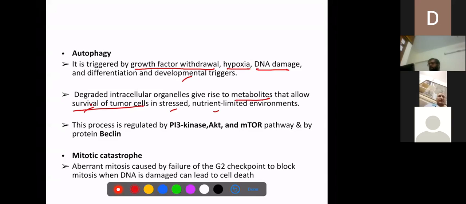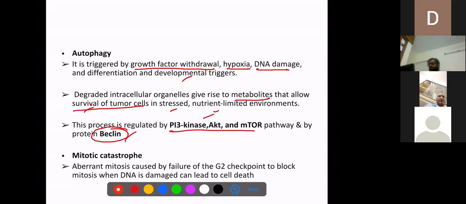This process is usually regulated by the PI3 kinase AKT mTOR pathway, which I have already explained, and also by a protein called Beclin. It is mediated by a protein called Beclin.